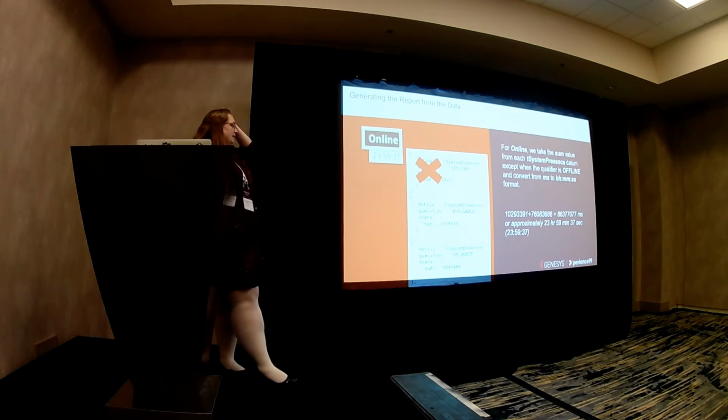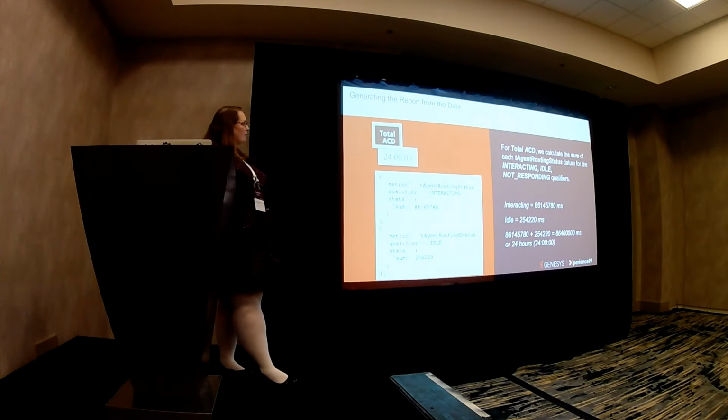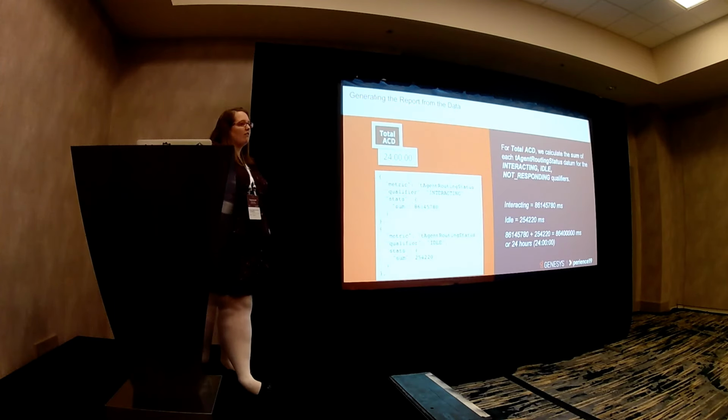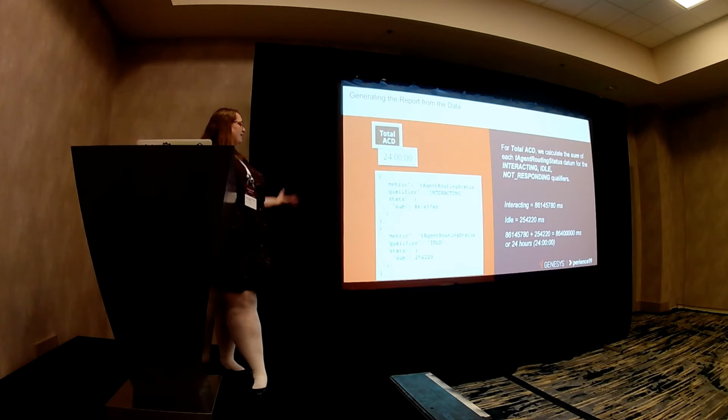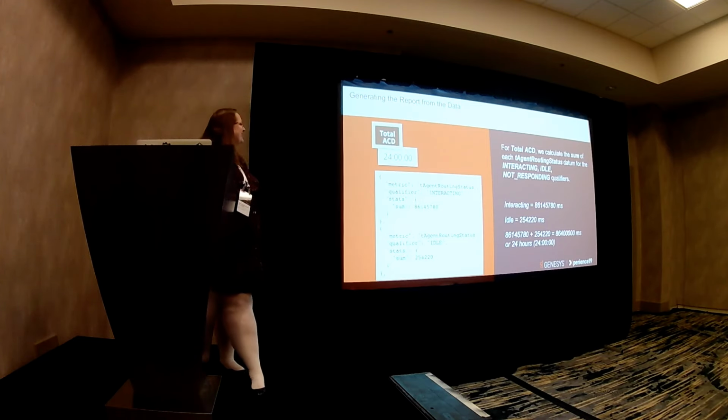So for online in this case, we're going to look for the tSystemPresence metric, except where the qualifier is offline. And we're just going to sum those up. For total ACD, we're going to look at tAgentRoutingStatus for all of the ACD qualifiers, which are again interacting, idle, and not responding. So in this case, interacting and idle, and we sum that up. And this is a simulated org with some really bad data, so 24 hours in ACD time here.